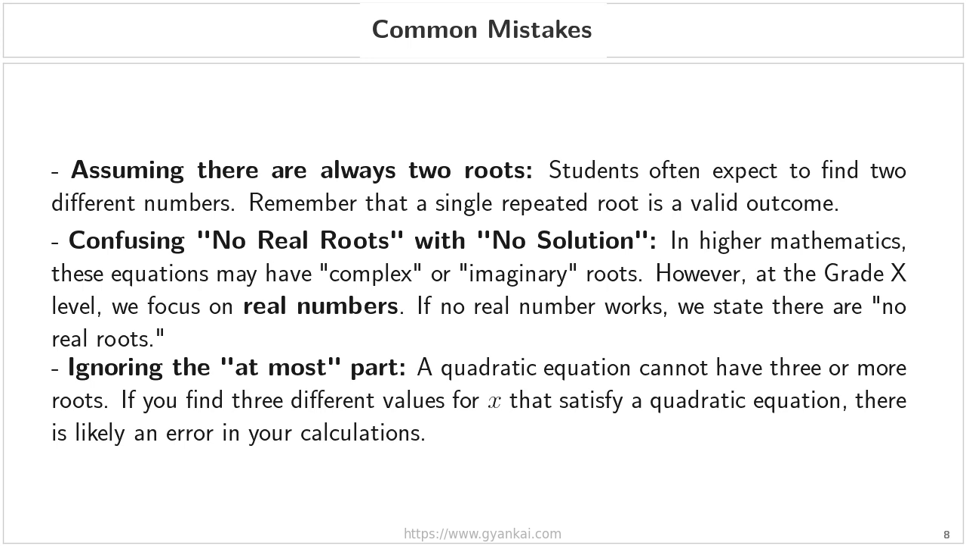Finally, never ignore the "at most" part of our definition. Remember, we established at the very beginning of this lesson that because a quadratic is a polynomial of degree 2, it can have a maximum of 2 roots. It is mathematically impossible for a quadratic equation to have 3 or more roots. So, if you're solving an equation and you end up with 3 different values for x, stop and recheck your work, because there is likely an error in your calculations.